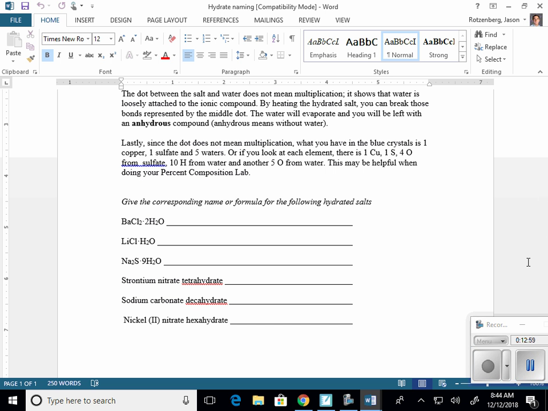When we heat this up to the point where all the water evaporated, it's no longer a hydrated compound because we got rid of the hydrate. We got rid of the water. So it would be called anhydrous.